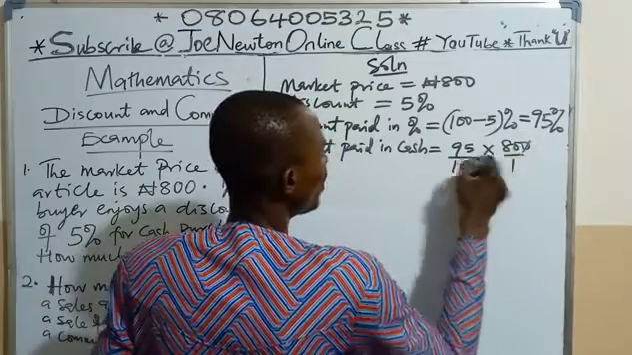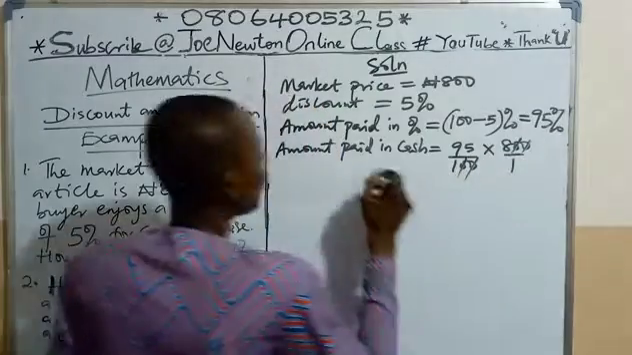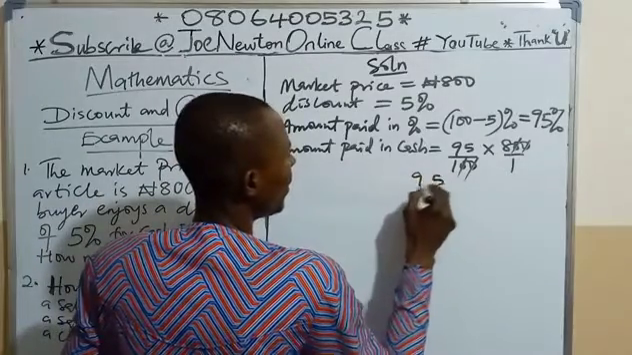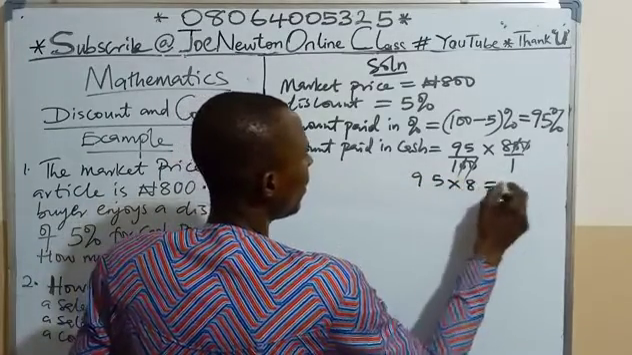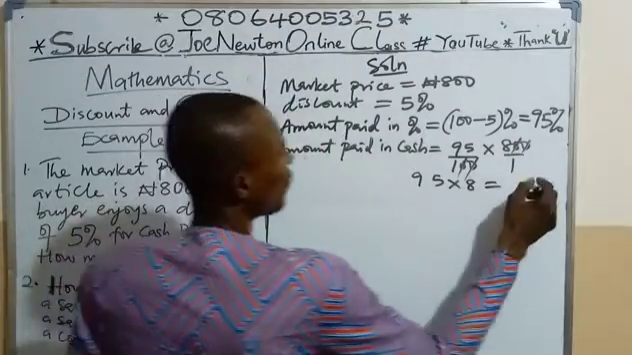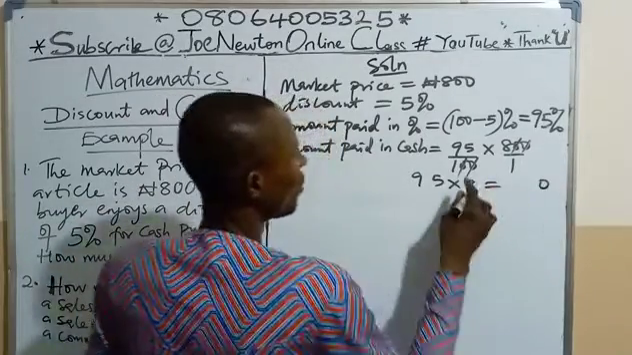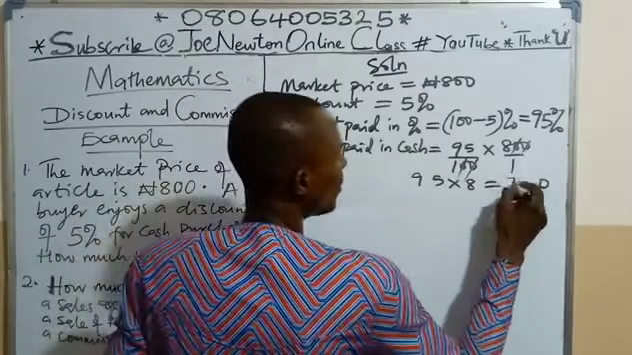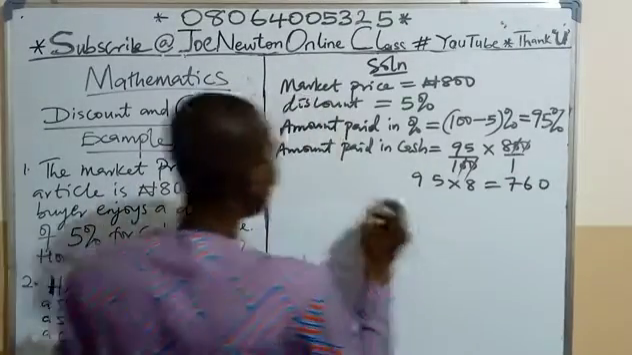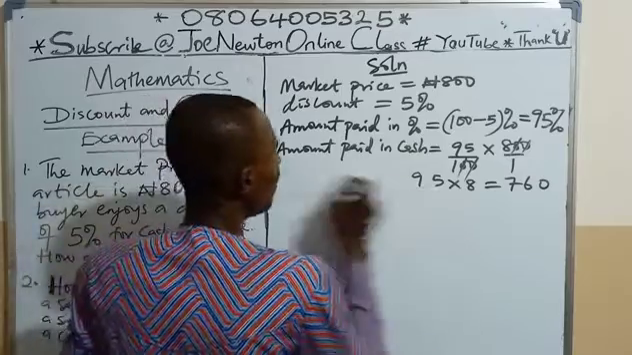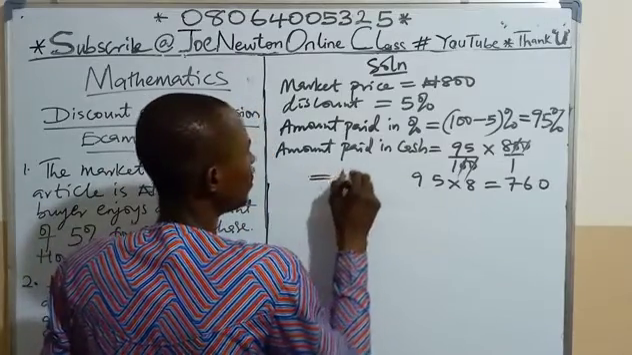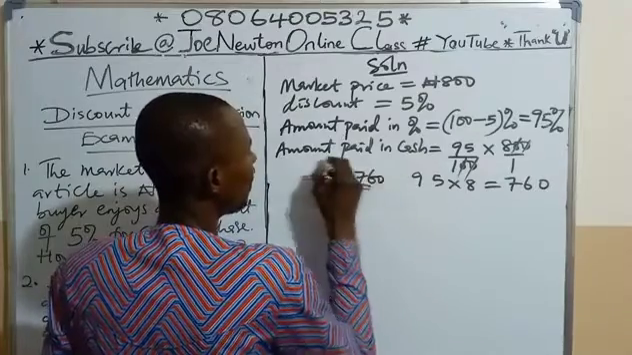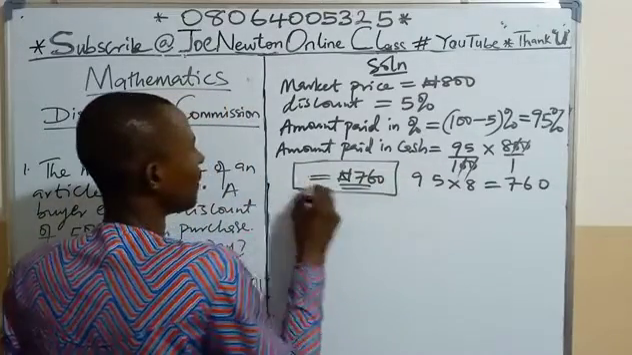0 cancels 0 here, 0 cancels 0 here. So we are left with 95 times 8. 8 times 5 is 40, write 0 carry 4. 8 times 9 will give you 72 plus 4, you have 76. So the actual price the person pays is now 760 naira. So that is our answer.